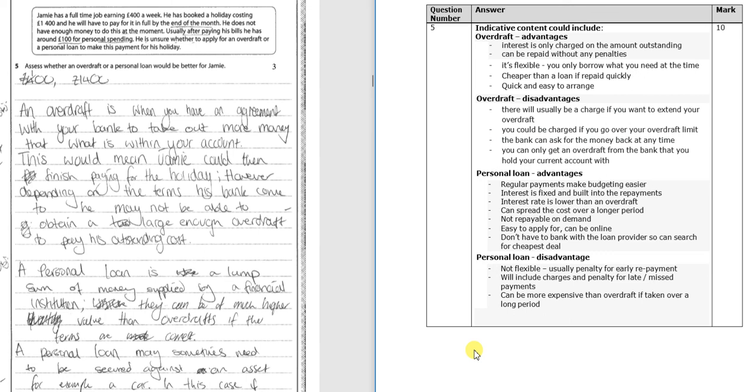Hi everyone, so now we're getting into the assess questions. Okay, so assess questions are far more complex, far more difficult to answer. We've got the mark scheme on the right hand side here. We can see it's 10 marks here. Now we can see that this candidate only actually received 3 marks on this section.